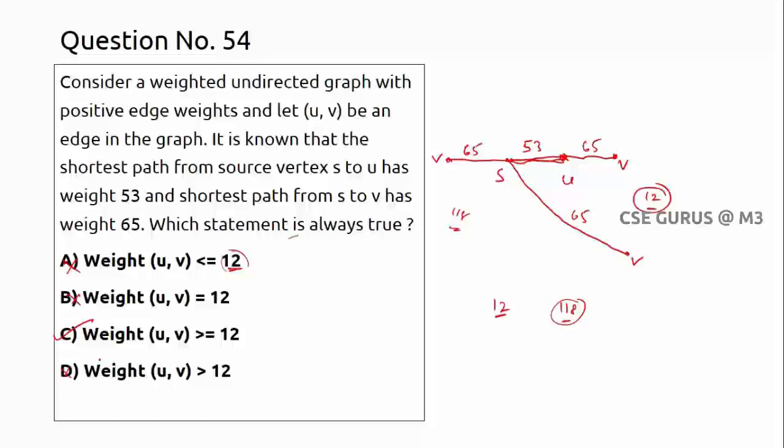Is it always greater? No, sometimes. In one case it will be equal to 12, right? So that's why it is a combination of B and D. That's why option C, which is given as greater than or equal to, is our correct answer. Option C is the correct answer.